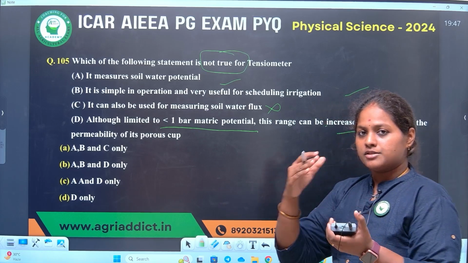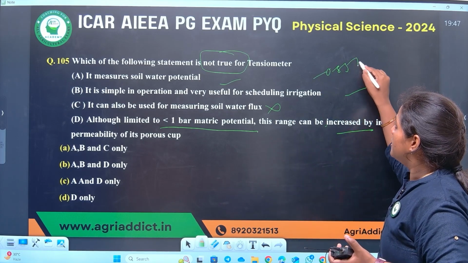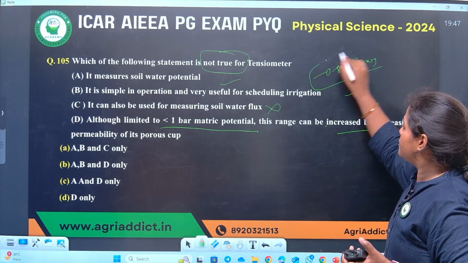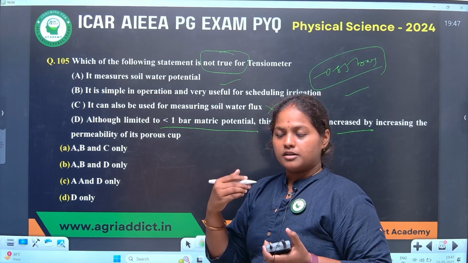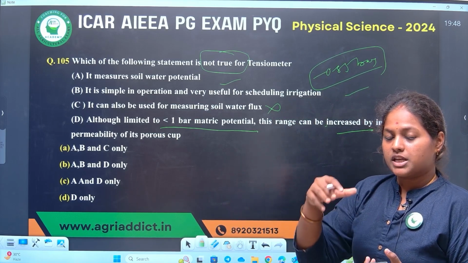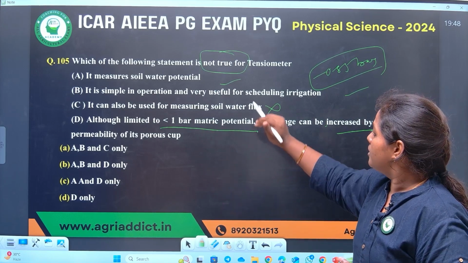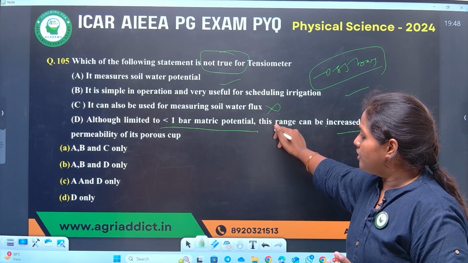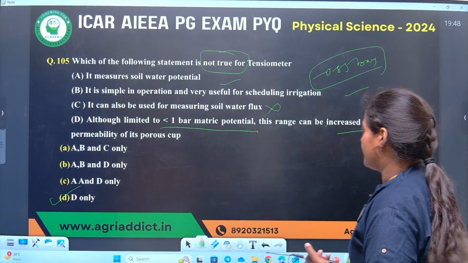What is the range of tensiometer? Minus 0.85 bars. Is this range subject to change when we increase the permeability of the porous cup? No. What does it depend on? It depends on the air cavity that is created in the tensiometer, but not on the permeability of the porous cup. So the answer is C and D, but D only is there. So we are going with option D.